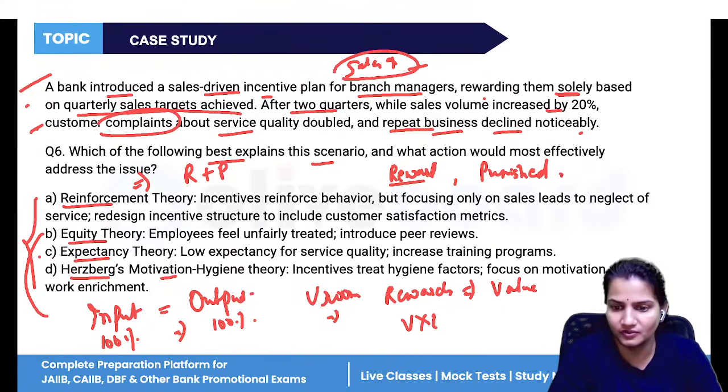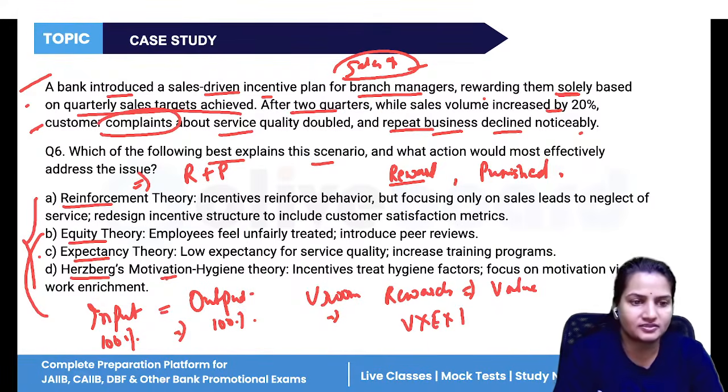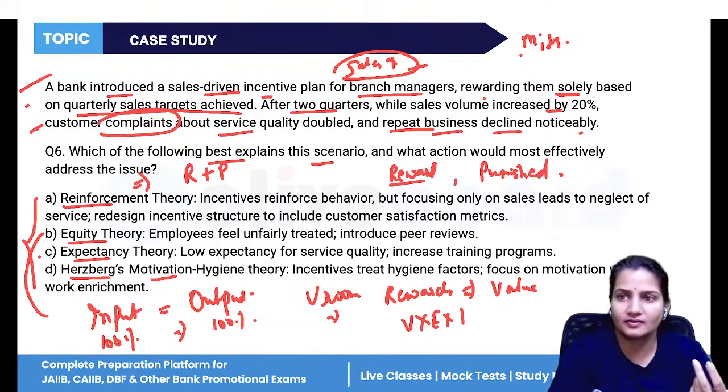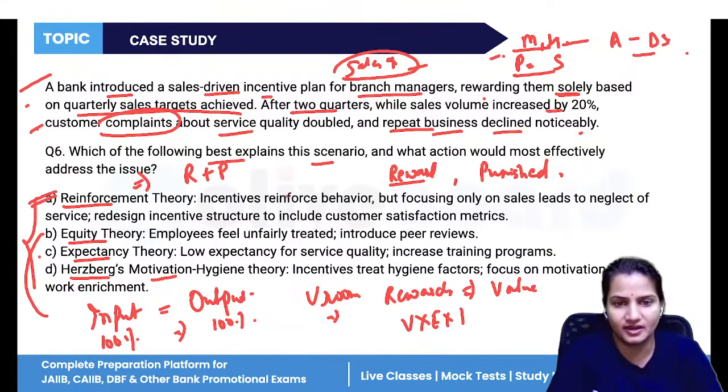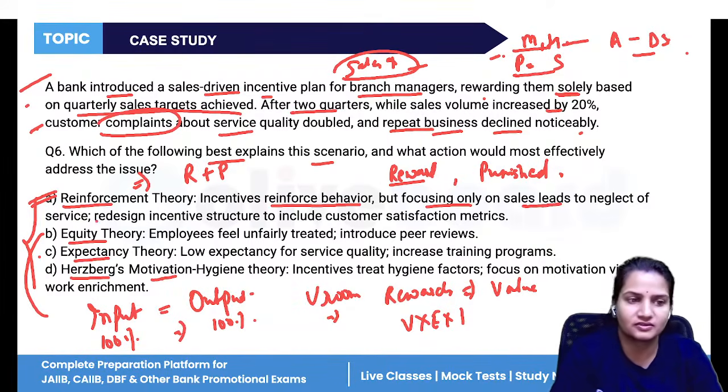Now, expectancy theory, Vroom's expectancy theory, says that your performance will lead to the expected rewards, and how much value you give to your rewards. So V into E into I. And Herzberg motivation theory talks about two factors, motivation and hygiene factors. Presence of motivation factors will bring satisfaction among the employees, and absence of hygiene factors will bring dissatisfaction among employees. So these are the two statements, very important. Now, from the question perspective, what is the answer? Reinforcement. That enforces behavior, but focusing only on sales leads to neglect of service.